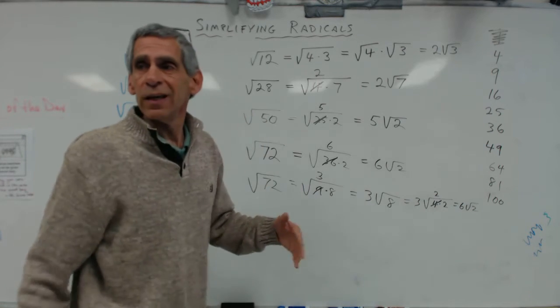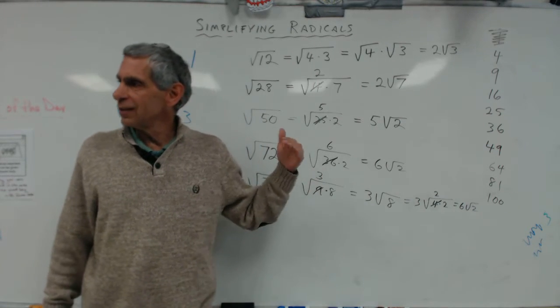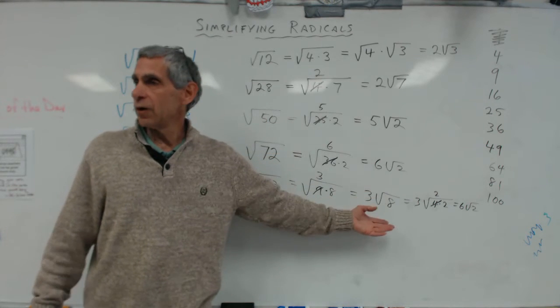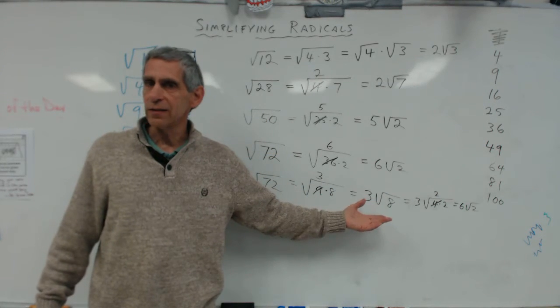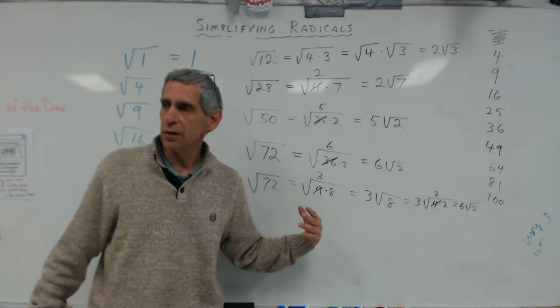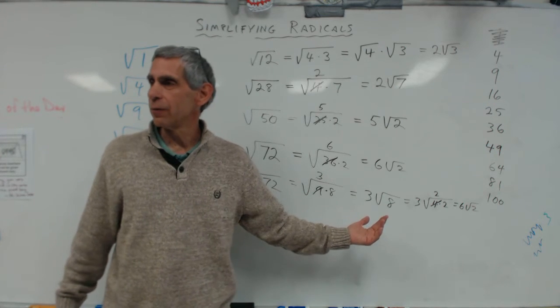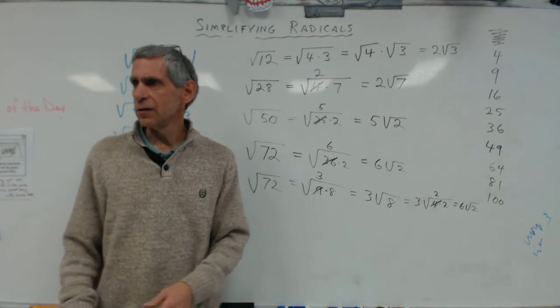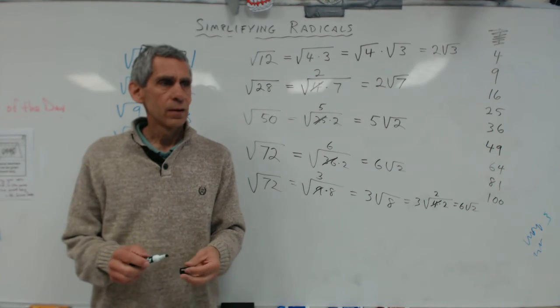So if you mess up and don't choose the largest perfect square, you can still keep going. It's not like you messed it up totally. It's just an extra step. Does that make sense? Are you guys understanding this? I don't like the fast one. I like the slow one.